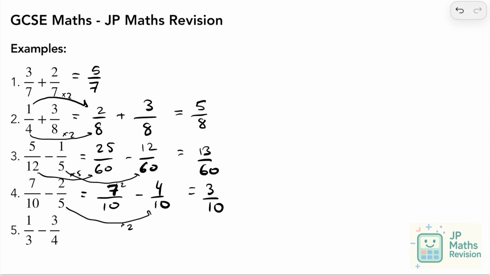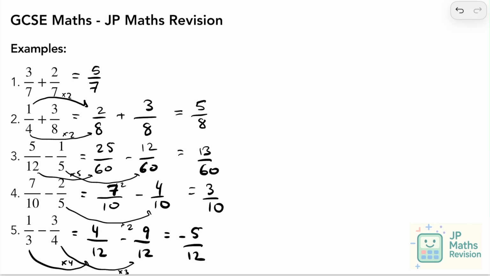This next example, my common denominator is going to be 12 because 3 and 4 both go into 12. To get from 3 to 12, I times by 4. So 1 times 4 is 4. And to get from 4 to 12, I times by 3. So 3 times 3 is 9. So this time we have 4 take away 9, so that's actually minus 5. So the answer to this question is minus 5 over 12.